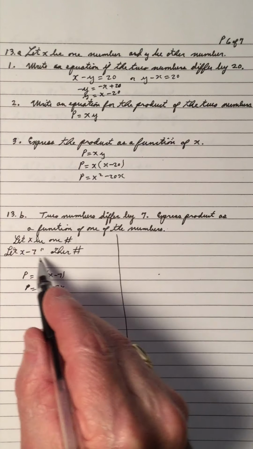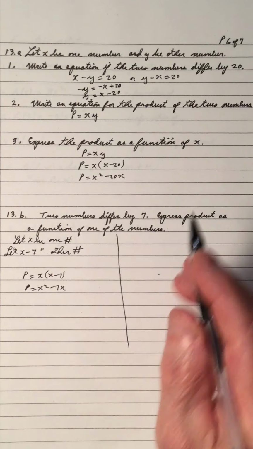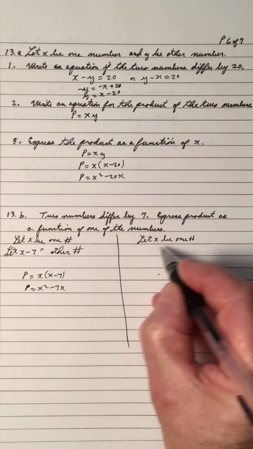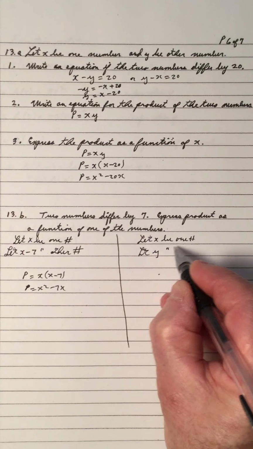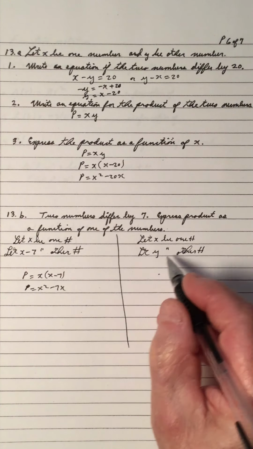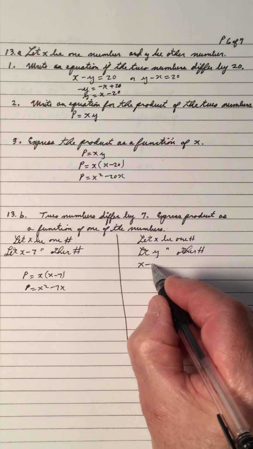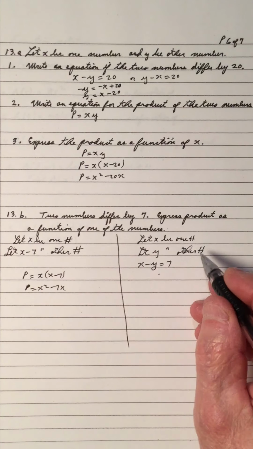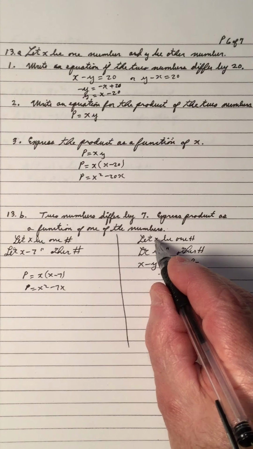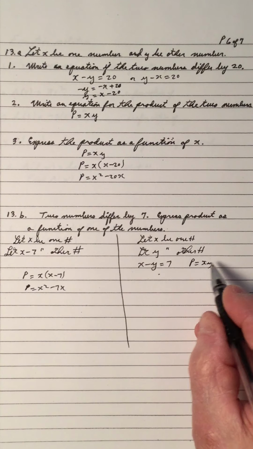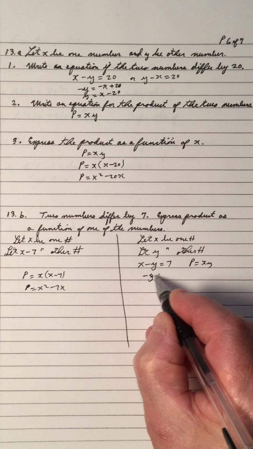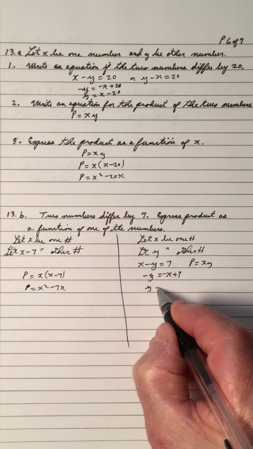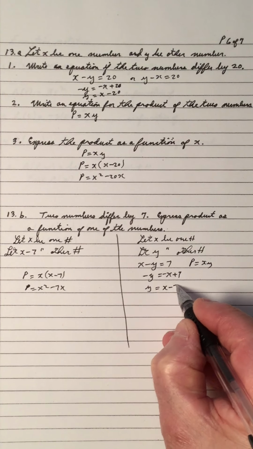So the product is a function of one of the numbers. Doing it this way makes it easy. If you do it the other way, and you let x be one number, and you let y be the other number, then the two numbers differ: x minus y equals 7. And the product is x times y, but I only need one of them. So I'm going to solve this equation for y. Multiply by -1 makes it positive, positive, minus.